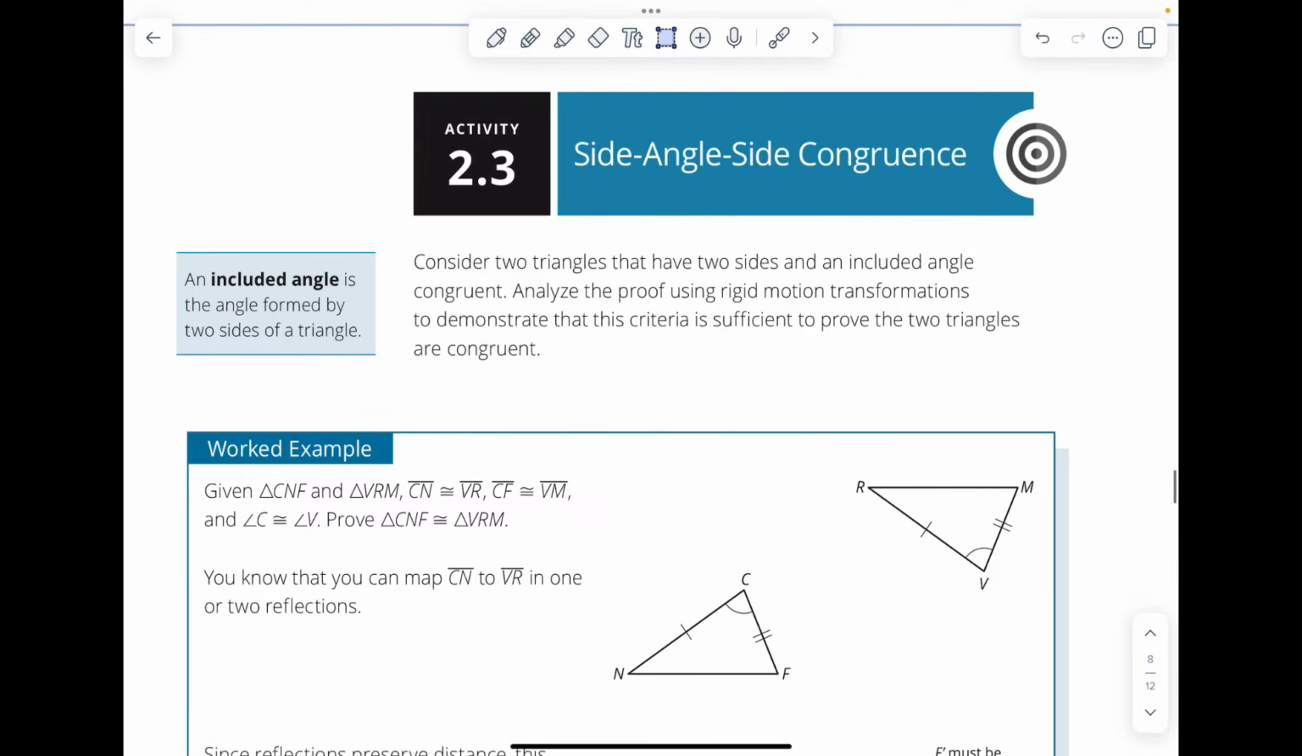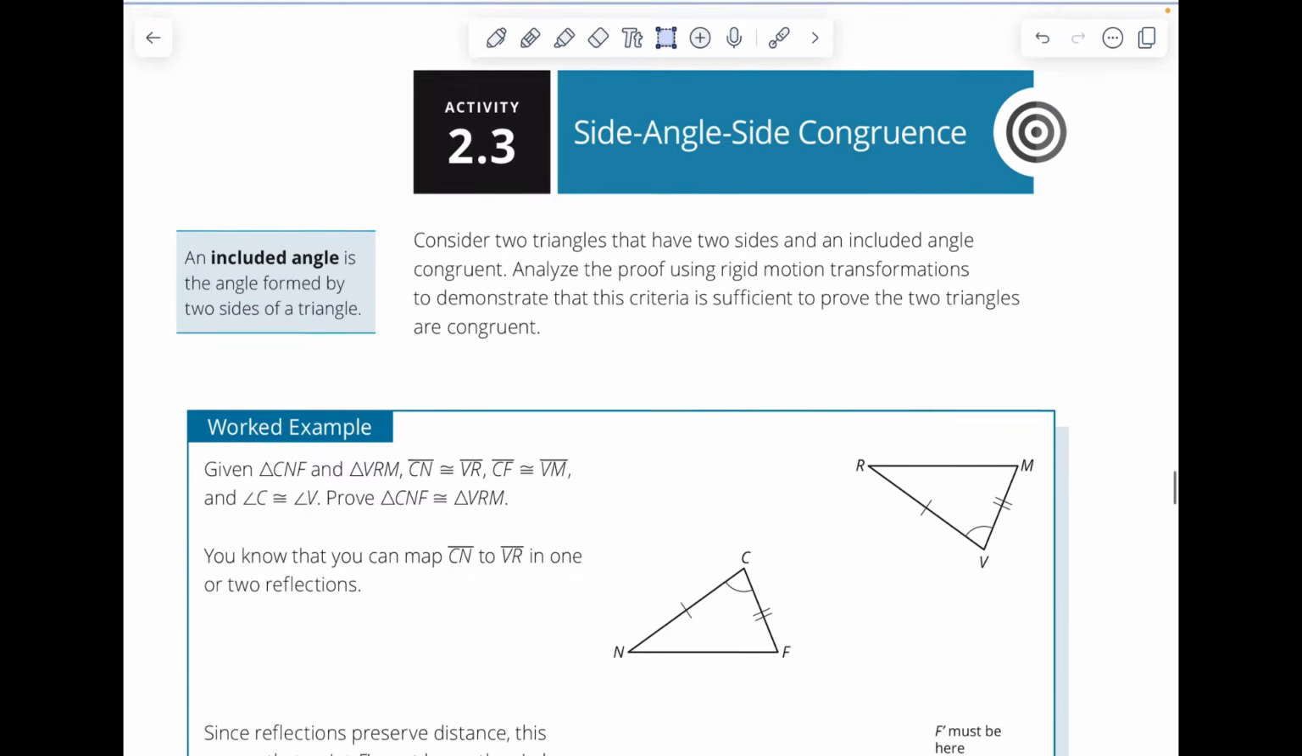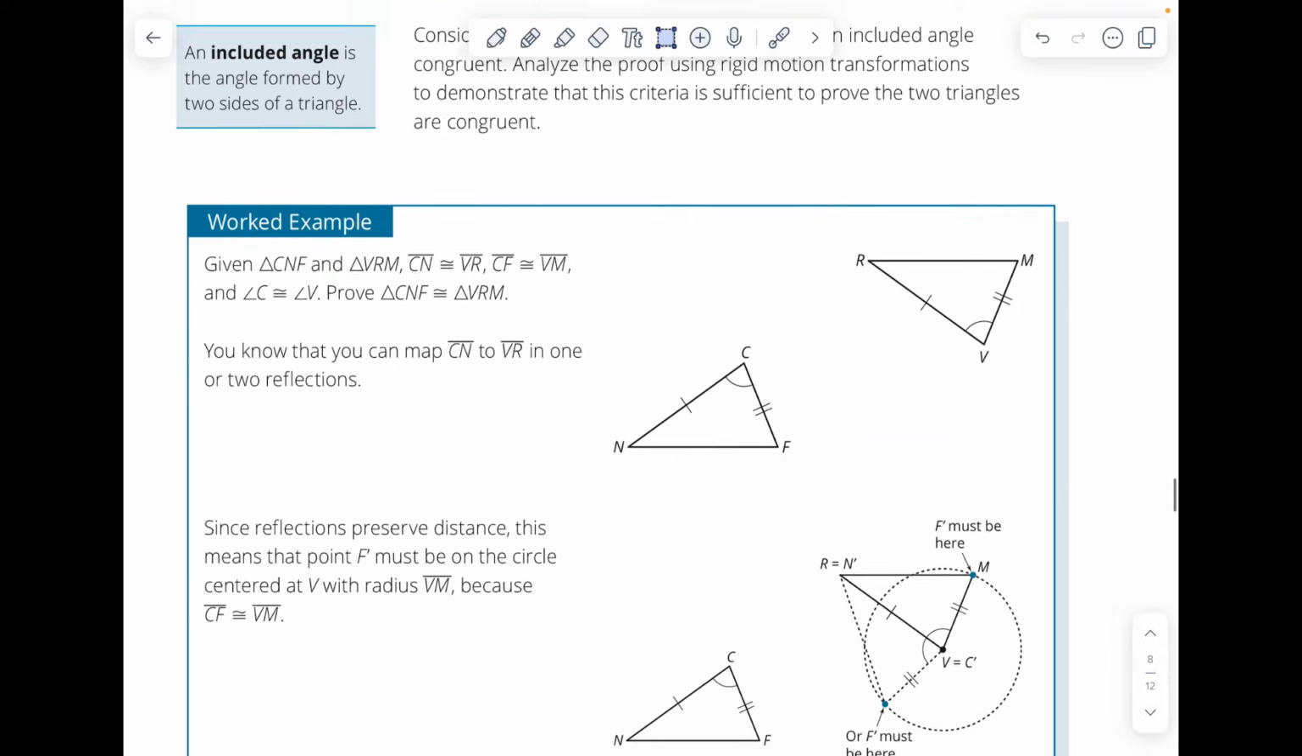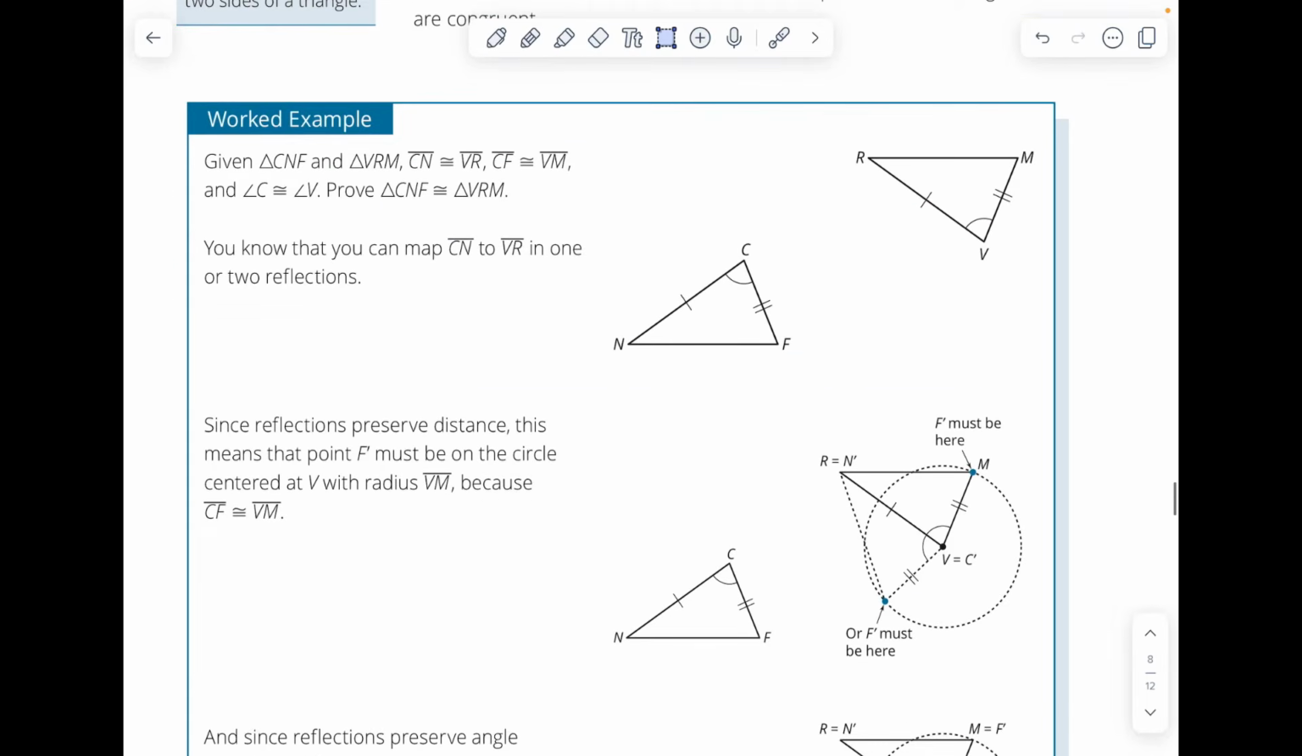Next, we got side, angle, side. So that was side, side, side. If all the sides are the same between the two triangles, then the triangles are congruent. All right, side, angle, side. So here in this worked example, it shows us, and it should have all the parts already marked. So CN and VR, they are already marked. And then we have CF and VM, that's already marked as well. And then angle C and angle V.